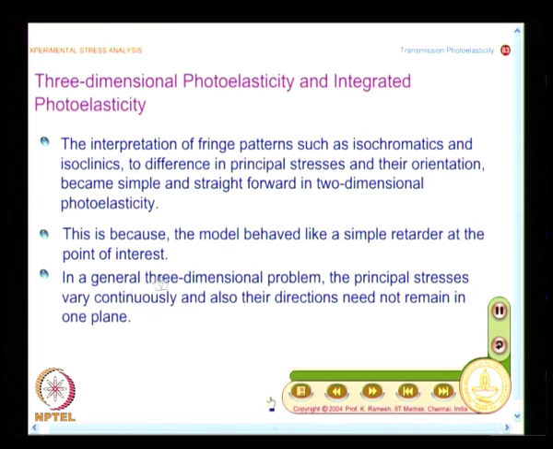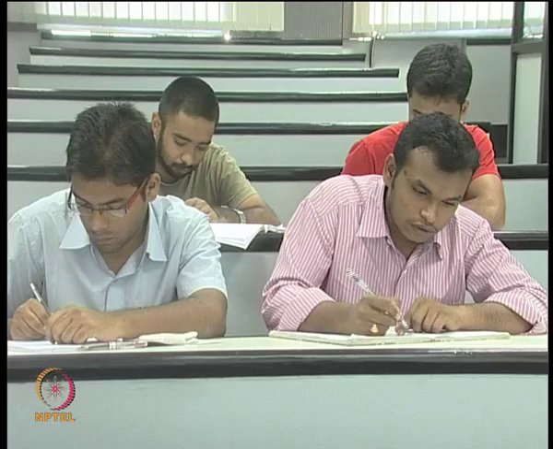On the other hand, if you look at a general three-dimensional problem, the principal stresses vary continuously. Not only this, the orientations also vary and they need not remain in one plane. This is a very crucial aspect. Just because of this, the analysis of three-dimensional problem becomes extremely complex.